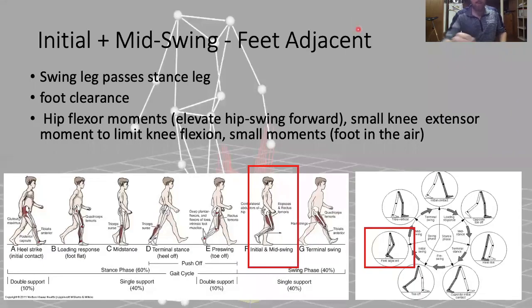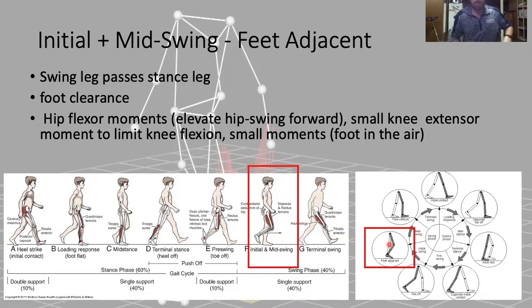Now we're into that initial and mid-swing area, right? We're right here. So we have the swing leg, which again is the right leg. It starts to pass the stance leg, so it starts to pass that left leg, and we would be in this area which we would call feet adjacent, where the feet are lined up with one another, or they're passing one another. The swing leg is passing that left leg, and the feet are right next to each other.